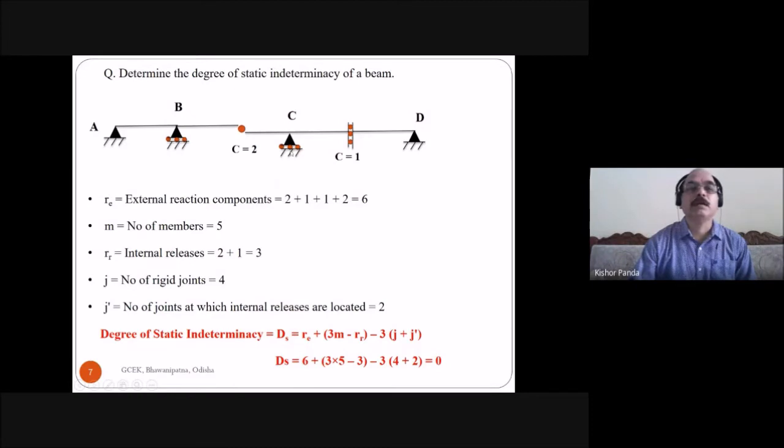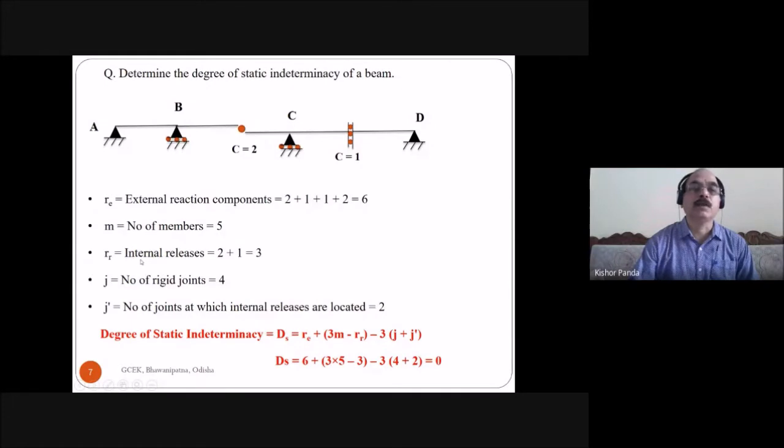And here how many reaction components? 1. And here? 1. And here? 2. 2 plus 1 plus 1 plus 2, so this is equal to 6 reaction components. Then number of members. How many members? 1, 2, 3, 4, 5. You have to take all the members separately. 1, 2, 3, 4, 5. The number of members is equal to 5.